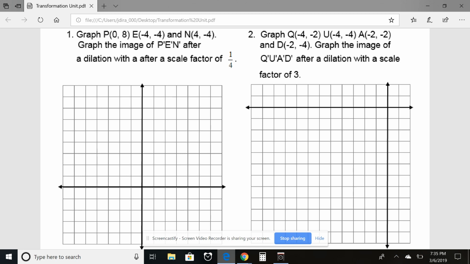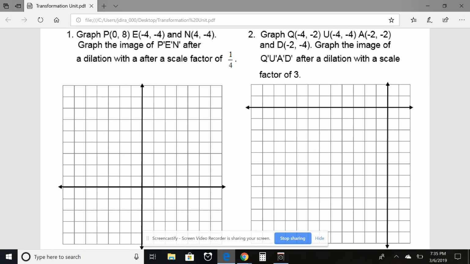All right, welcome to today's lesson on dilations. So we talked about translations when we slid a figure, reflections when we reflect it across the x or y axis, rotating a figure, whether it be 180 degrees, 90 degrees, or 270 degrees. And now we're going to talk about dilations.